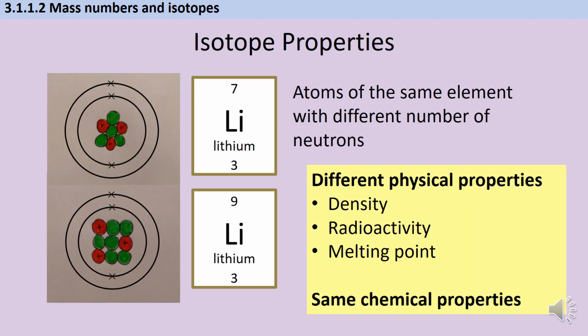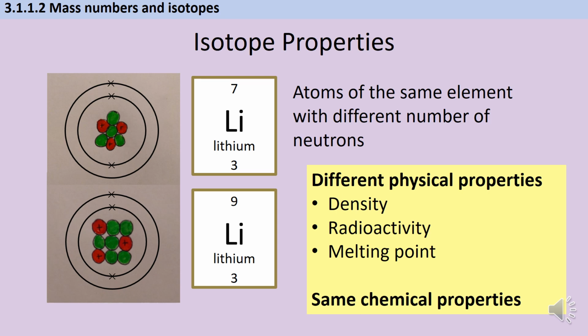Now, the crucial thing about isotopes is that physically they're different, but chemically they're identical. So what I mean is that their physical properties, like their density or their radioactivity or their melting point, will be different. If you've got an atom that has more neutrons in it, that atom is obviously going to be heavier. And quite often when you start messing with the number of neutrons, you reduce the stability of the nucleus, and that's what leads to radioactive decay.